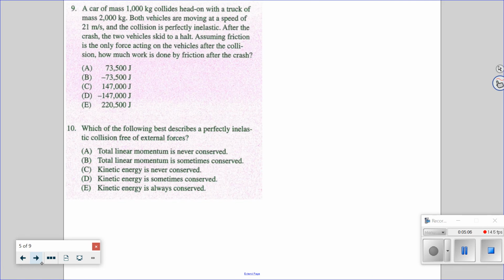This one, so perfectly inelastic, Shannon's code word, they stick together. So you can be plain old inelastic, and that just means you lost some kinetic energy, but maybe there was a bounce and stuff. Plain old inelastic means they have to have given you enough momentum information to solve the whole problem. But perfectly inelastic means they literally stuck: V1 final equals V2 final.